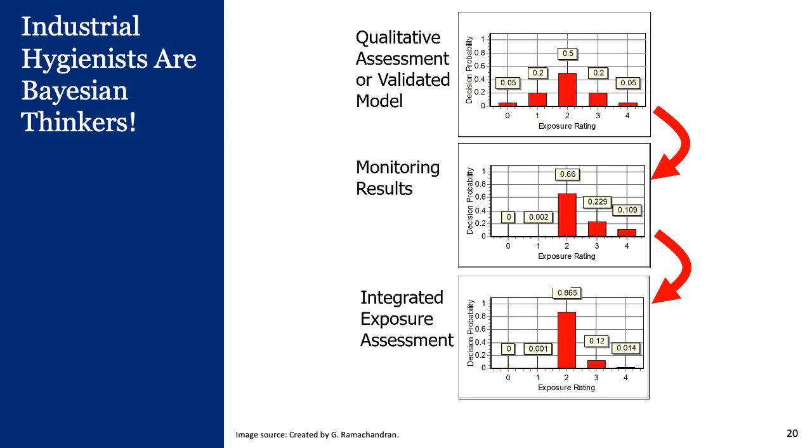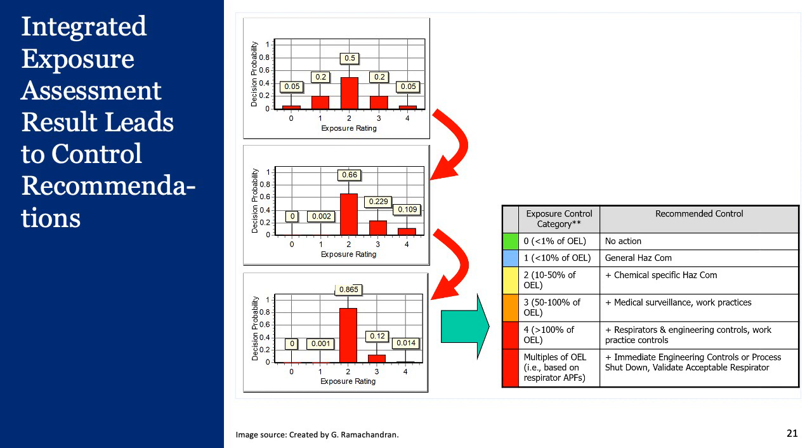And so I like to say that industrial hygienists are Bayesian thinkers because, in fact, this is how we go about implementing our AIHA strategy. We start off with an initial qualitative assessment, and then we collect some monitoring data and we update our assessment of the exposure. We call it an integrated exposure assessment. And this integrated exposure assessment leads to control recommendations, as I've shown you earlier, that if you're a category 1, you provide general hazard communication and so on down the list.